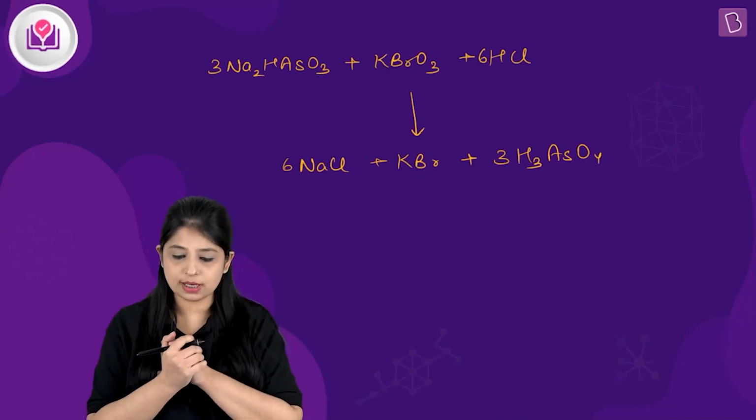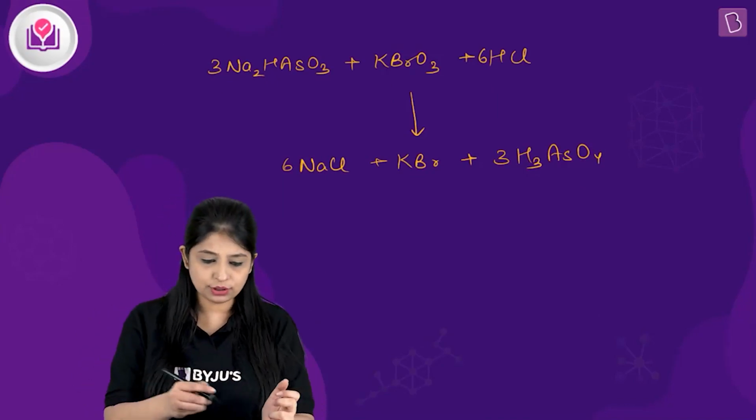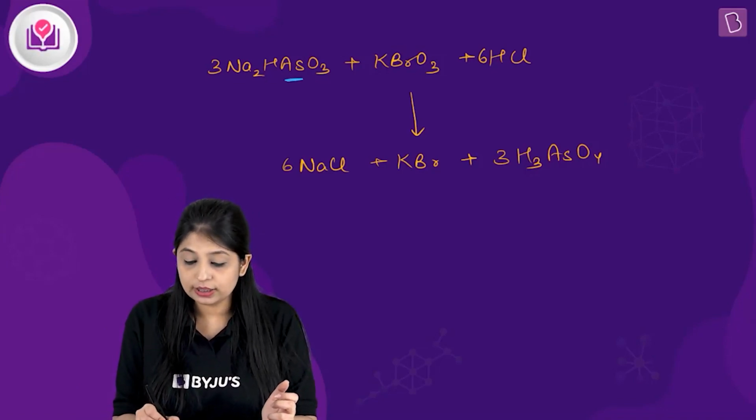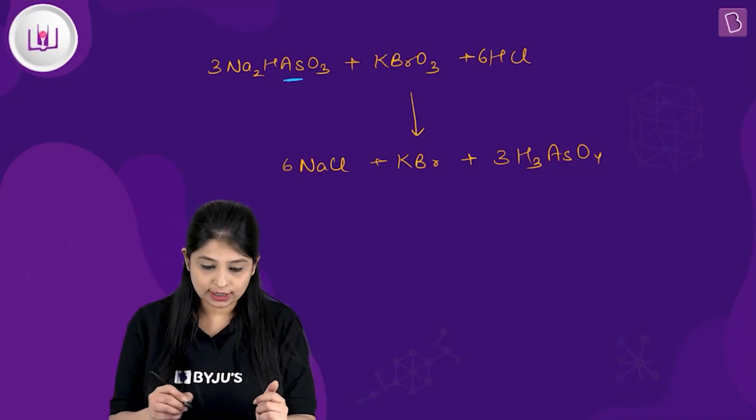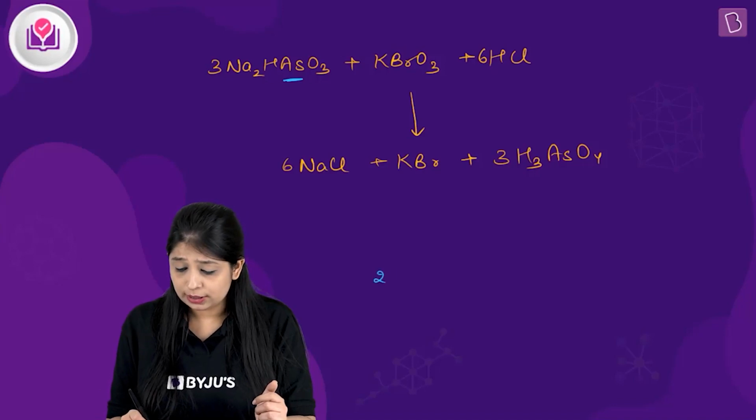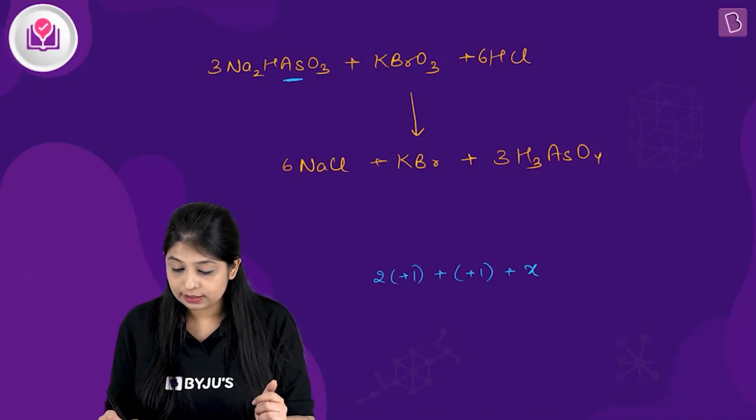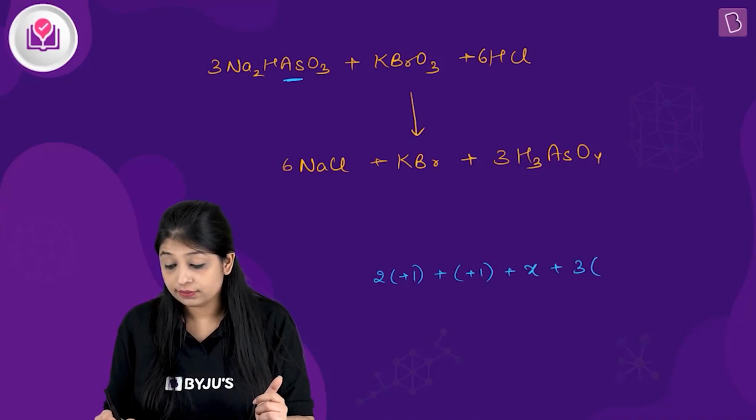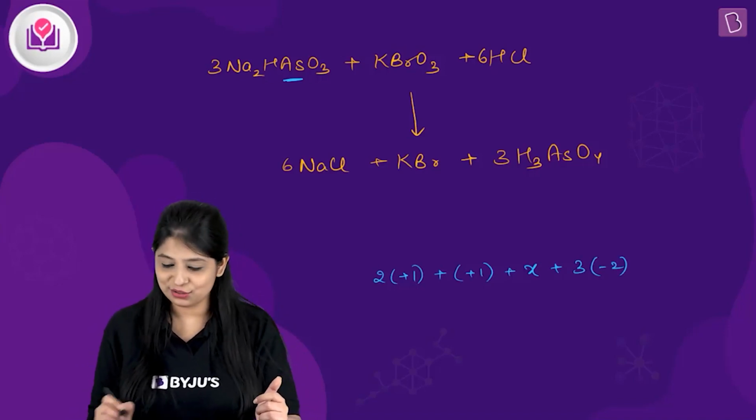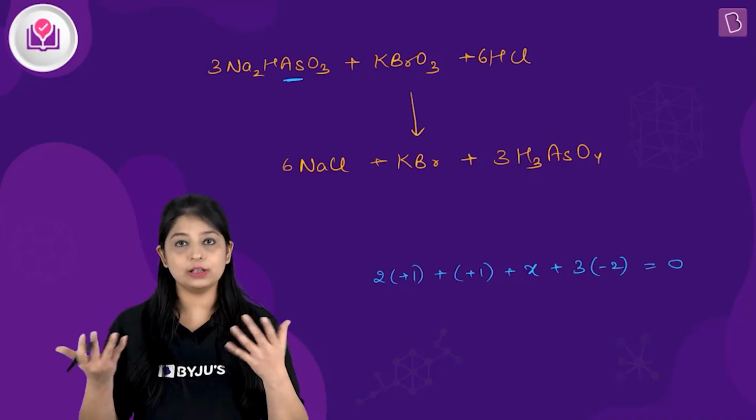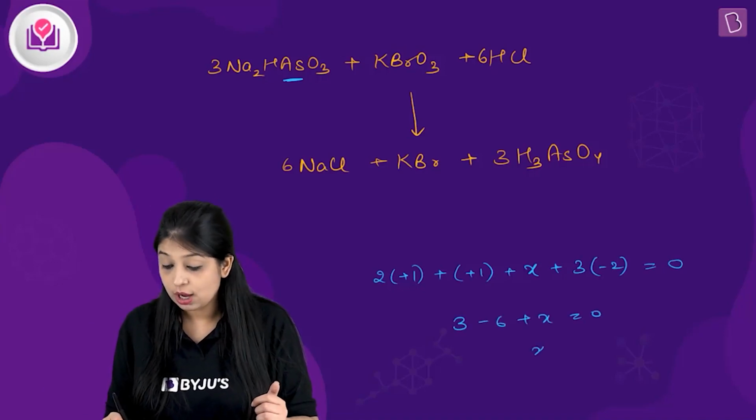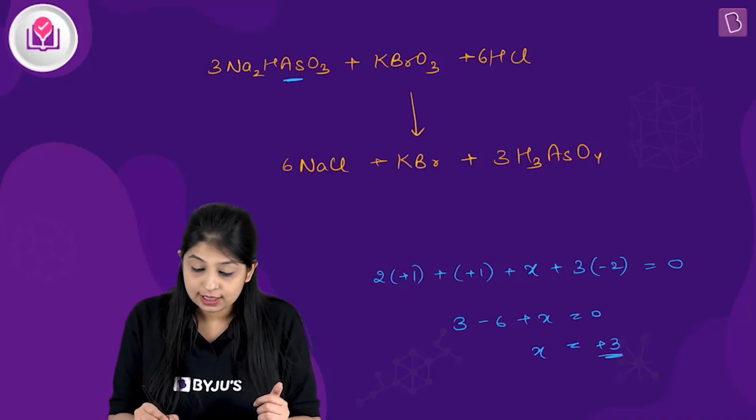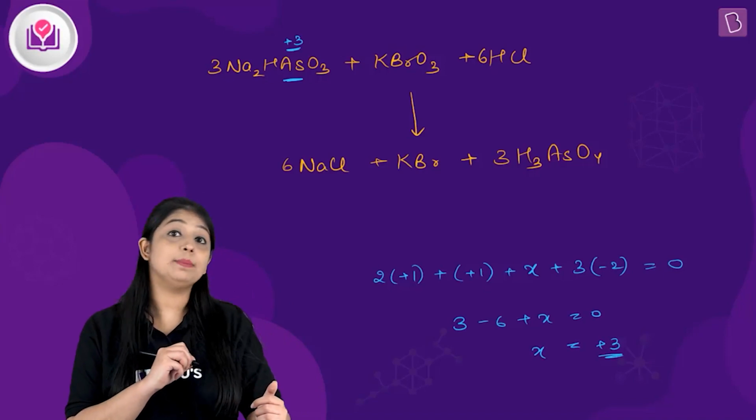So what do we know here? We know sodium will exist in +1 state, oxygen will exist in -2 state. We need to find out the oxidation states. So sodium will be +1, there are 2 atoms, and then we have +1 for hydrogen, plus X for As, and oxygen, we have 3 atoms and each one has -2. The whole molecule is 0, so this comes out to be 3 minus 6 plus X is equal to 0. So X comes out to be +3. So As is in the +3 oxidation state.